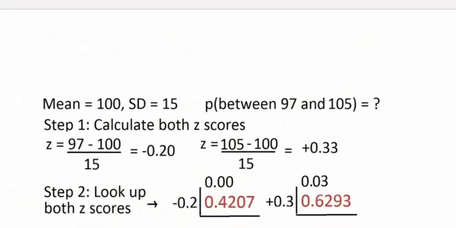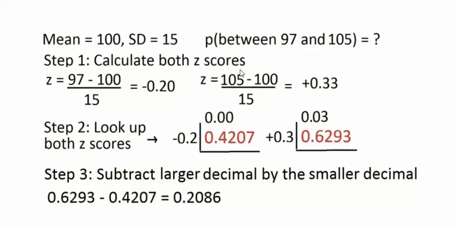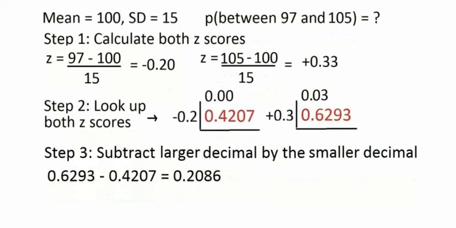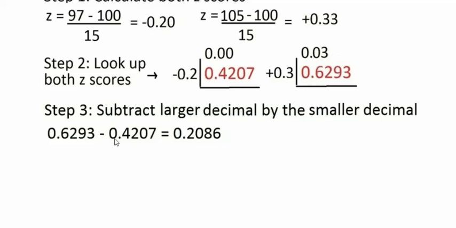So, first, we calculate both z-scores. So here's 97, here's 105. To get this z-score, you subtract 97 by the mean, divide by the standard deviation. To get this z-score, 105 minus the mean, divide by the standard deviation. It's just the z-score formula. We get these 2 z-scores. We look them both up, doing our row and column like we did before, using our row number and our column number. And now we take our 2 answers and subtract the bigger one by the smaller one.